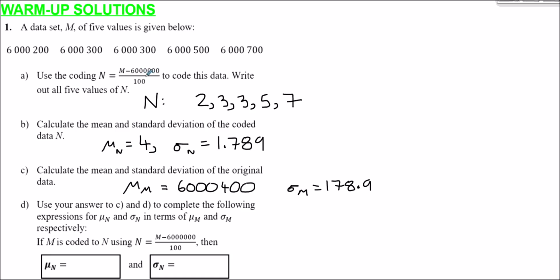Well, hopefully you can see that all we do to go from the mean of the original, mu M, to this one, is we subtract 6 million from it. So subtract 6 million. And then we divide by 100.